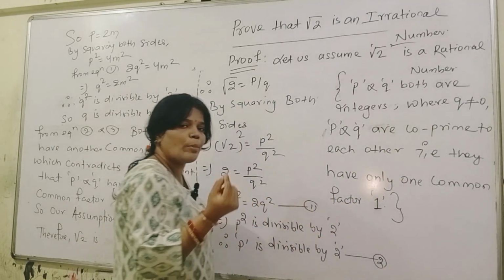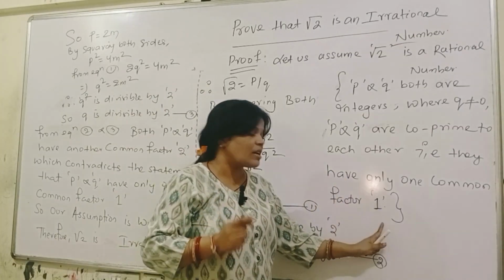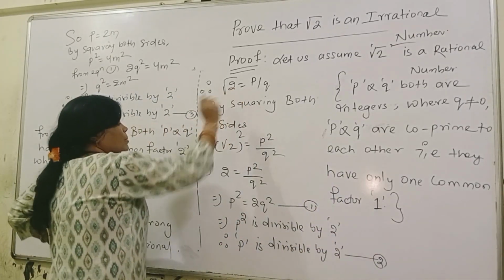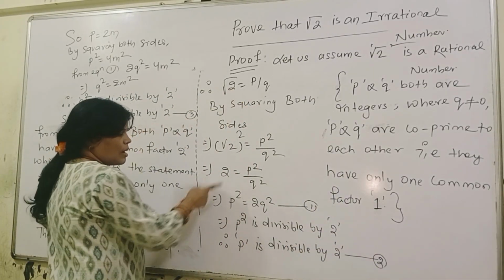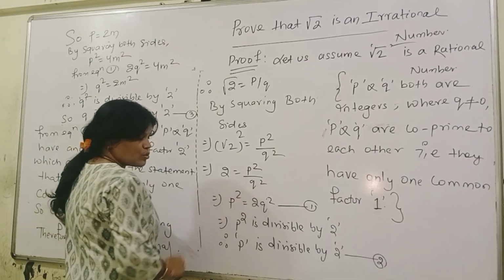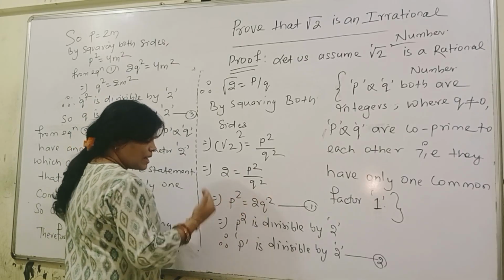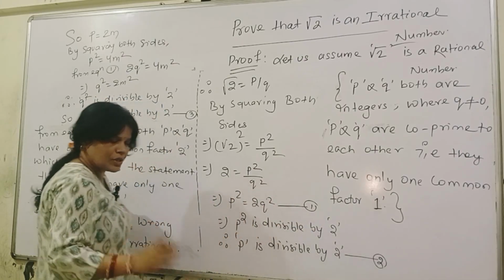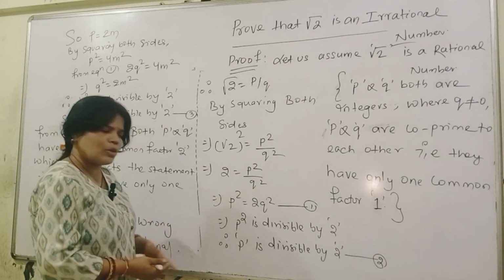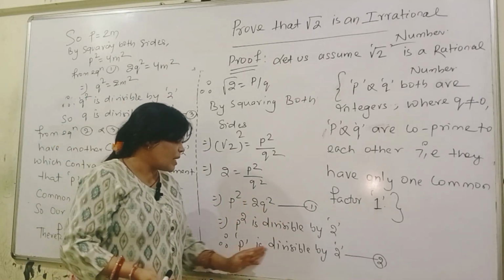What do you mean by co-prime? Co-prime means they have only one common factor, that is 1, right? By squaring both sides, 2 is equal to P square upon Q square. By cross multiplying, P square is equal to twice of Q square. P square is twice of something. It means that P square is divisible by 2, right? अगर P square 2 से divided है तो definitely P divided होगा. Therefore, P is divisible by 2.